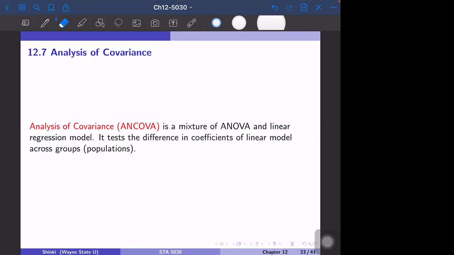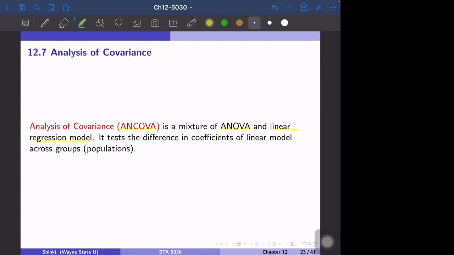Hi, section 12.7, the analysis of covariance. So analysis of covariance, or the ANCOVA, is a mixture of ANOVA and the linear regression model. So we have both continuous and categorical predictors. And this tests the difference in coefficients of the linear model across groups.